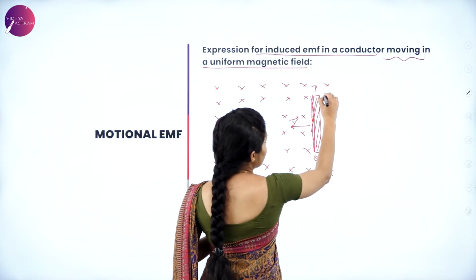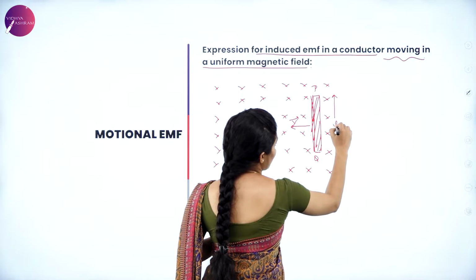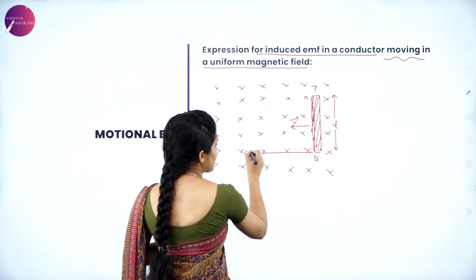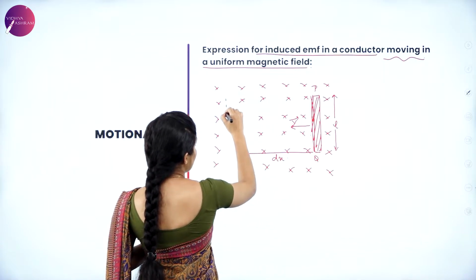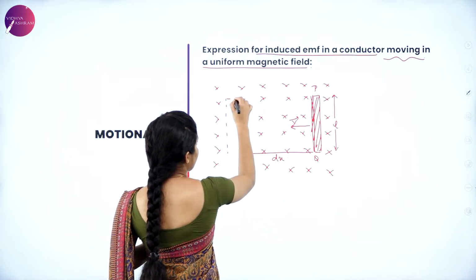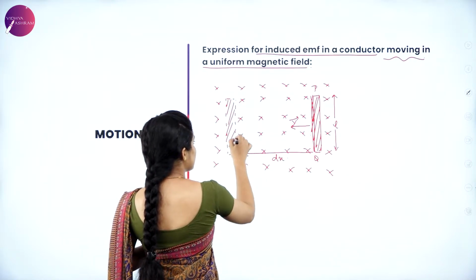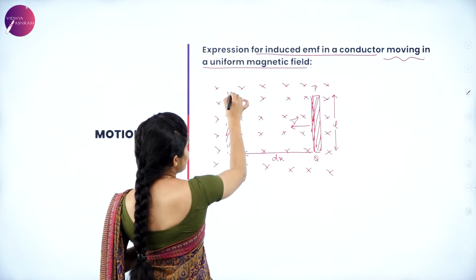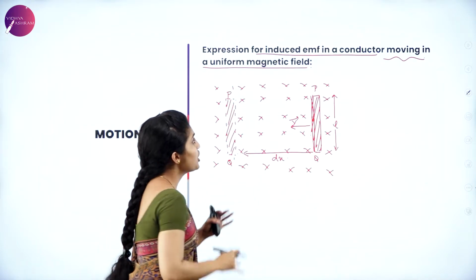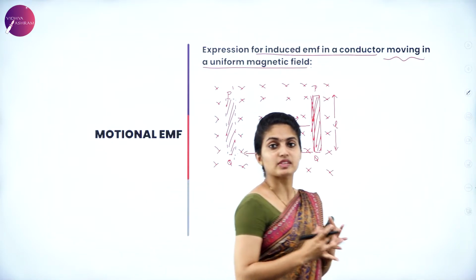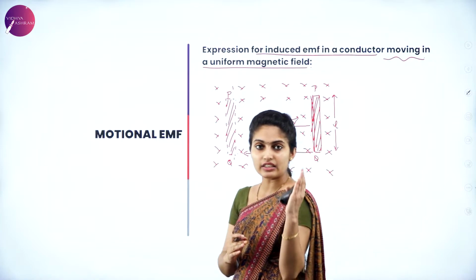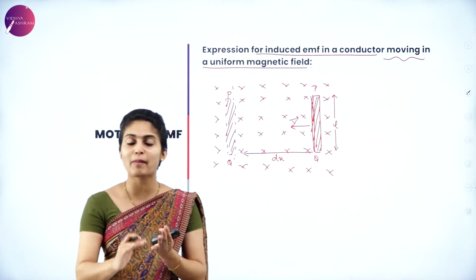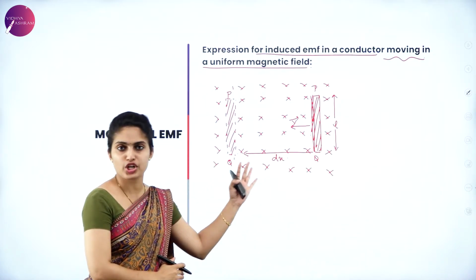So this conductor is said to have a length of L and it is covering an area of dx, and its final position is somewhere over here, which I am writing in dotted lines. So this is the final position, call it P dash and Q dash. So this is the diagrammatic or schematic representation for us to understand how exactly a conductor is moving in a uniform magnetic field, which is called motional EMF.